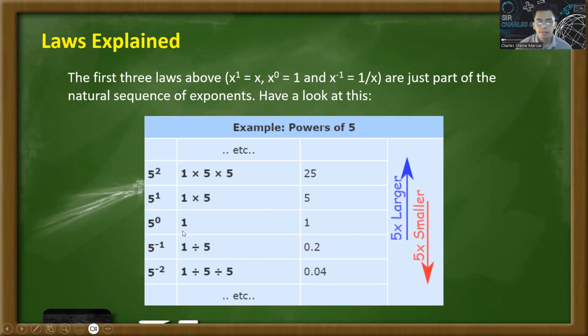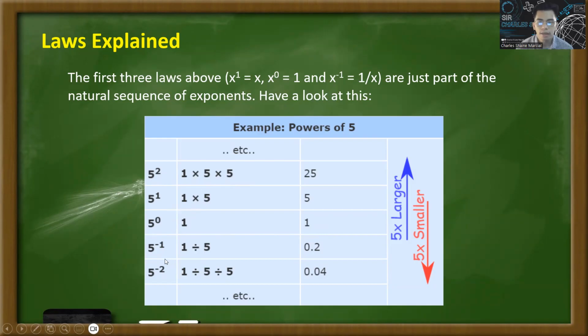Okay po. Next, kapag nakakita tayo ng 0 exponent sa base, ang sagot niya lang naman is palaging 1. Bakit? Wala naman tayong imumultiply kay 1. Kasi nga 0. Ibig sabihin, wala tayong imumultiply na 5 kay 1. Okay po? Kaya meron tayong 1 times 5 times 5, 1 times 5. And kaya naging 0 kasi ibig sabihin, wala tayong 5 na imumultiply dito kay 1. So the answer is 1.